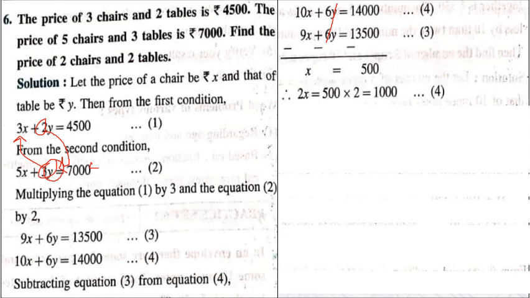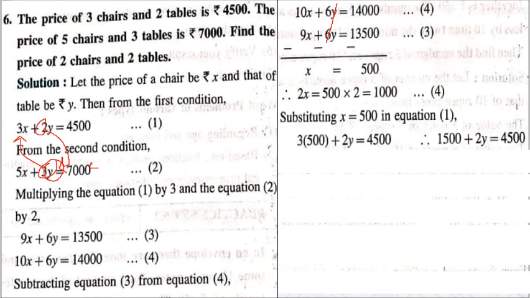Now let us find the total cost. How many chairs do we have? 2 chairs. So it will be 2 into x, that is 500 into 2, which is 1000. Let us number this as 4. Now substituting x is equal to 500 in equation 1 to find the value of y. So 3 into 500 plus 2y is equal to 4500.